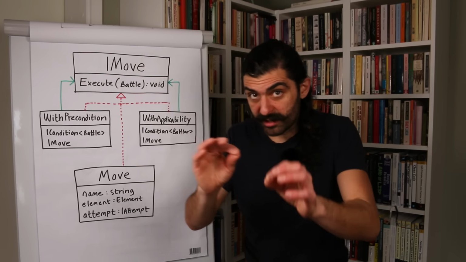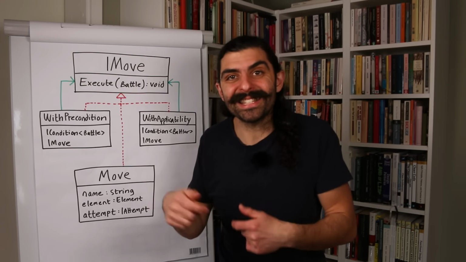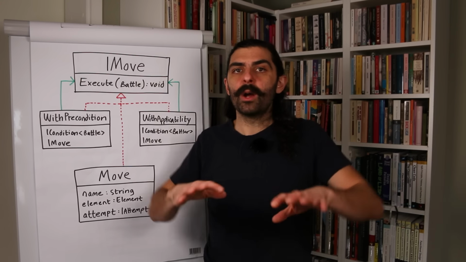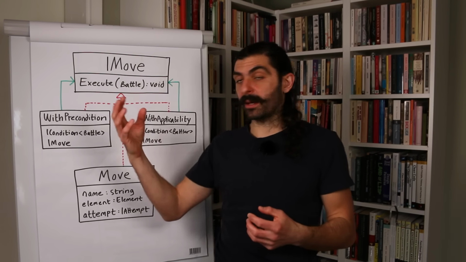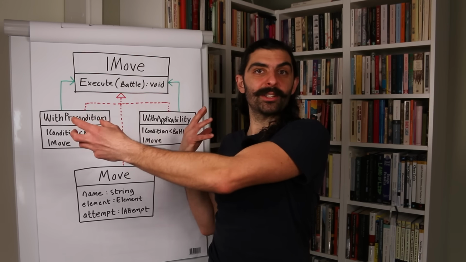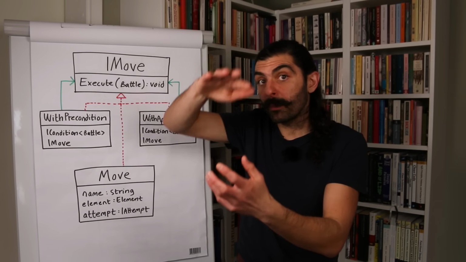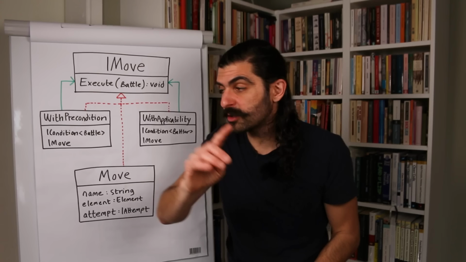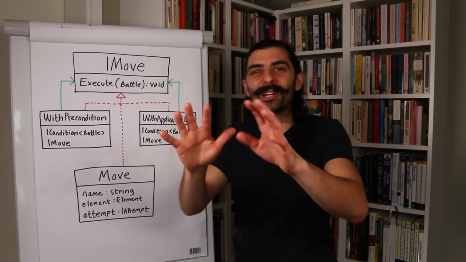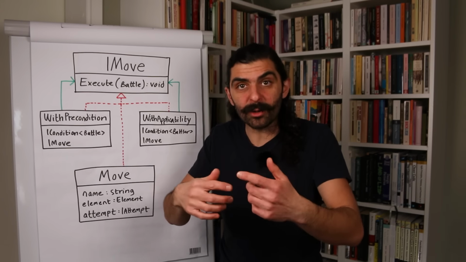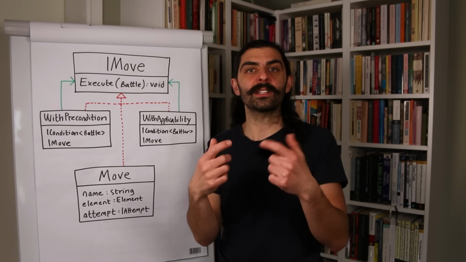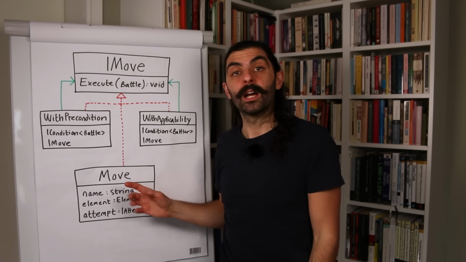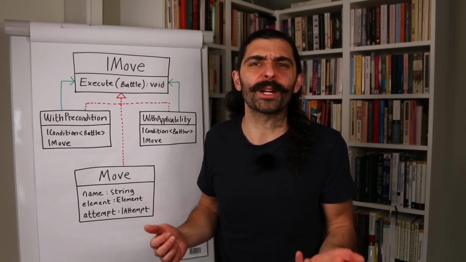The really interesting part here is that you can nest these decorators. You can wrap a move with any number of applicability and precondition decorators in any arbitrary order, but at the bottom you will have to supply an actual move. So it's not turtles all the way down. It's decorators inside decorators inside decorators until we eventually get to a concrete component. This is essentially recursion for objects.